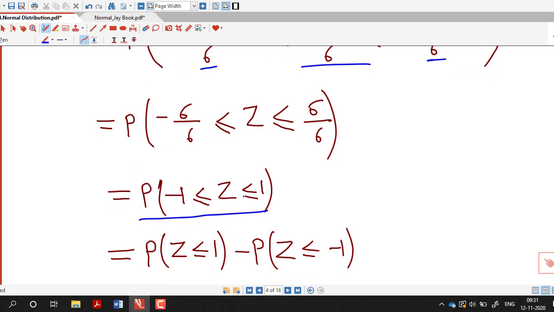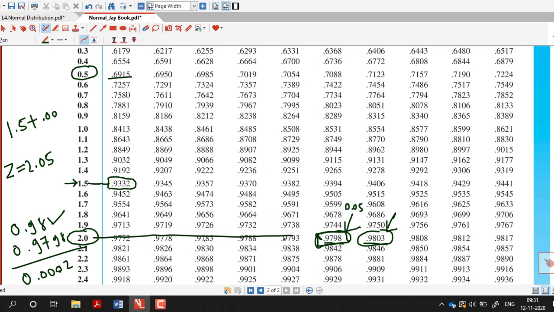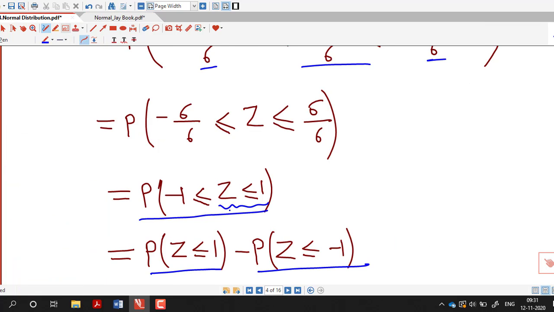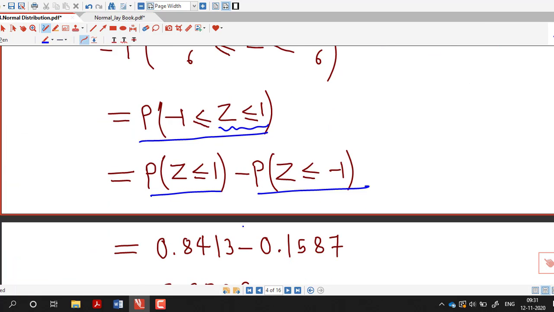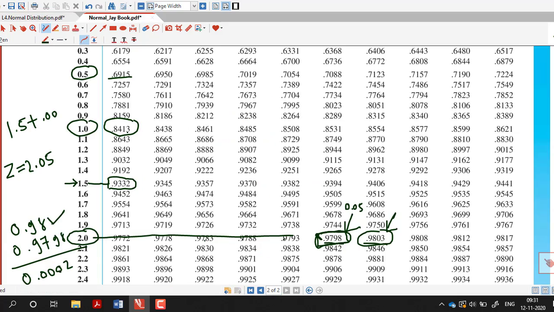So this we can rewrite as the probability that Z is less than or equal to 1 minus the probability that Z is less than or equal to minus 1. Now we use the table. First we find out the probability that Z is less than or equal to 1. So here we have Z, so it is 0.8413. So we substitute this value, 0.8413, minus the probability that Z is less than or equal to minus 1.